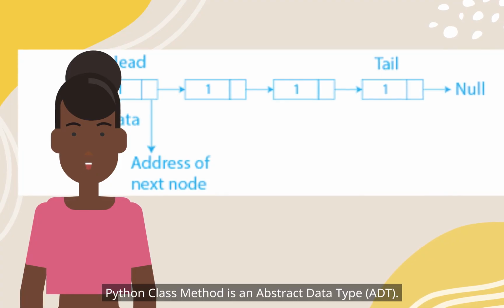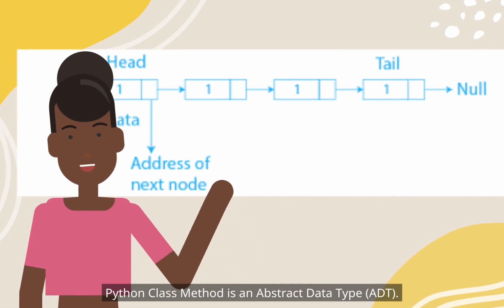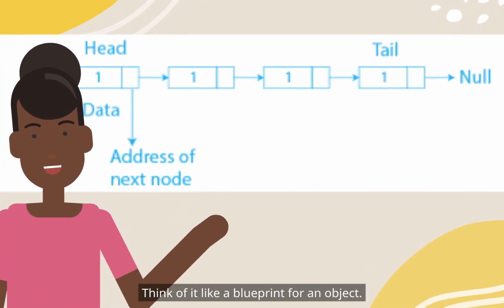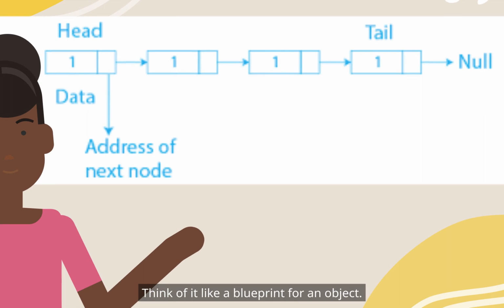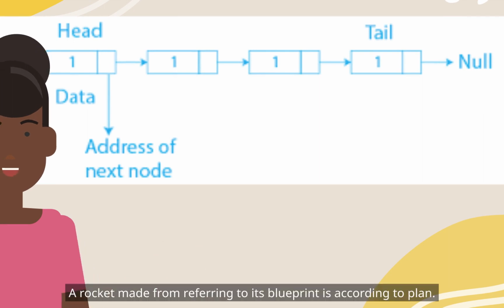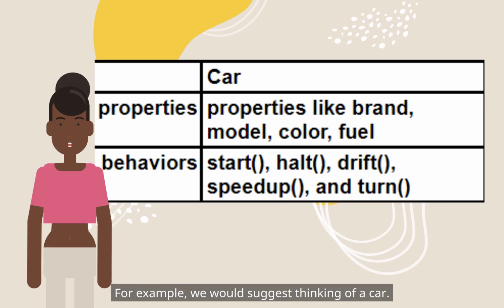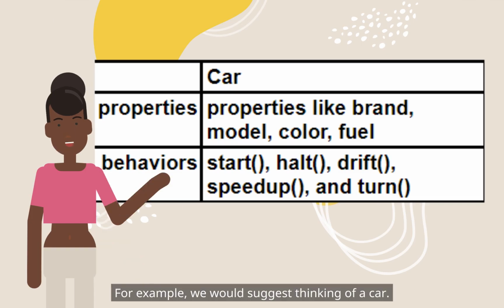A Python class is an abstract data type, ADT. Think of it like a blueprint for an object. A rocket made by referring to its blueprint is built according to plan. For example, we would suggest thinking of a car.